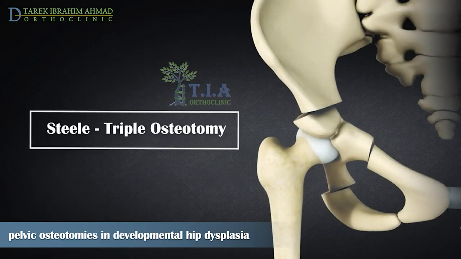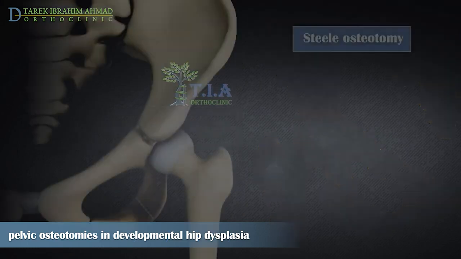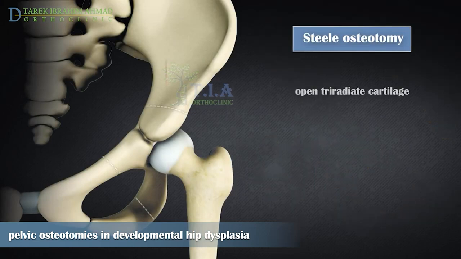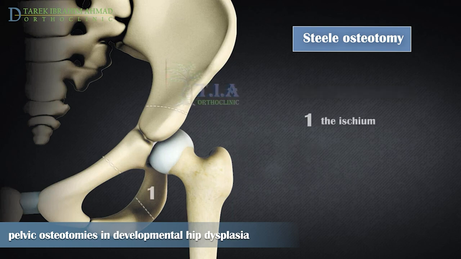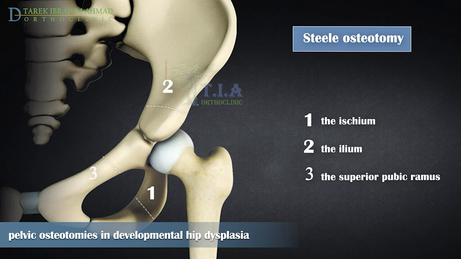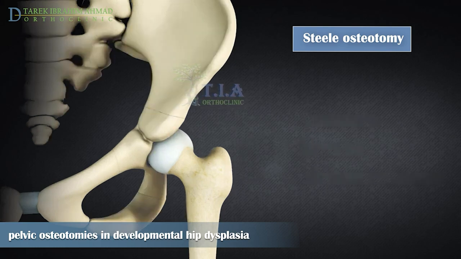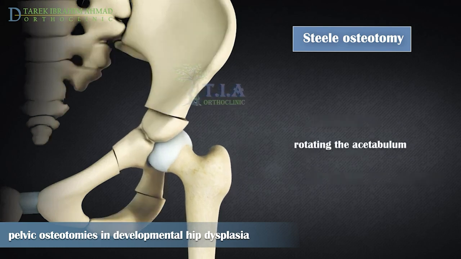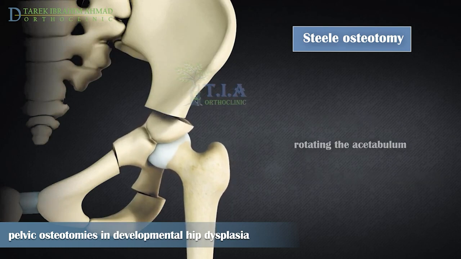Triple osteotomy, Steel. The primary indications are in older children and adolescents with closed triradiate cartilage because their symphysis pubis does not rotate well. The 3 separate osteotomies are performed on the lower portion of the ischium, on the ilium above the acetabulum, and on the superior pubic ramus. Then the acetabulum is reoriented by rotating the fragment created by these osteotomies.